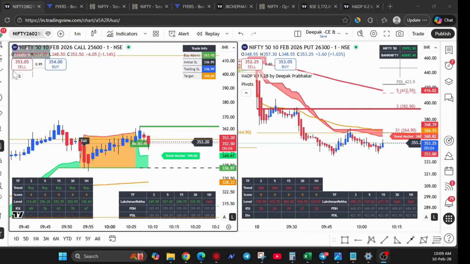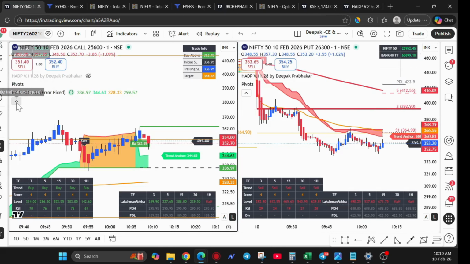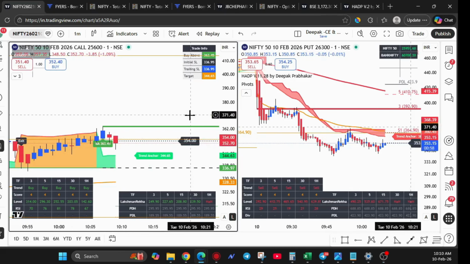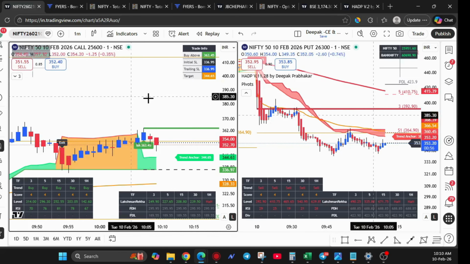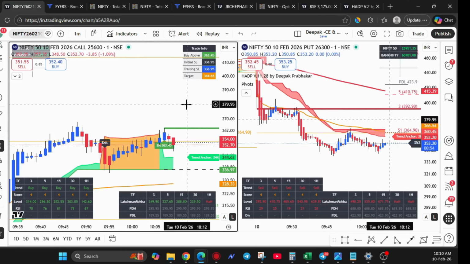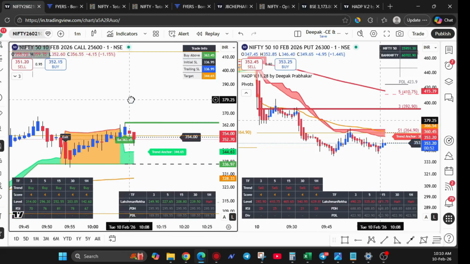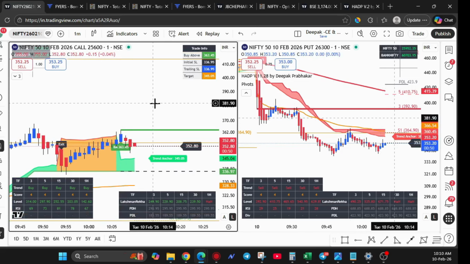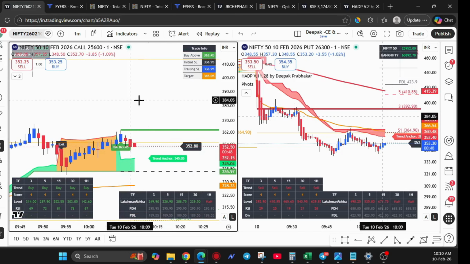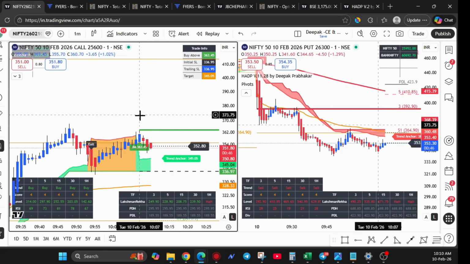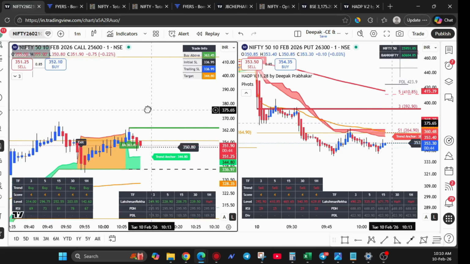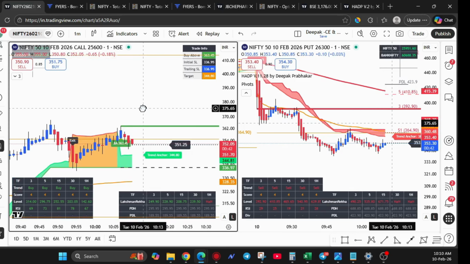I've fixed the code now. I've made some changes to the new program. I will release this version. Now this is the actual price. The last traded price is showing correct now. So it has not broken the buy above yet. So there is no entry.